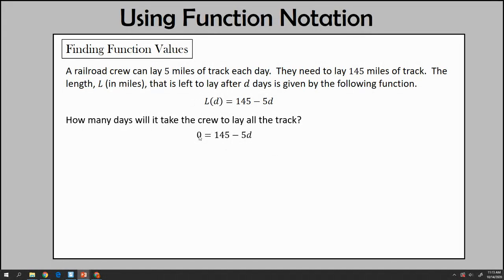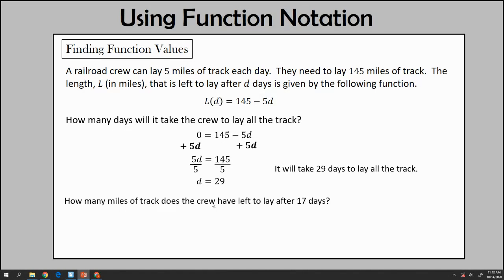So we want to solve this equation. Zero equals 145 minus 5D. When is there zero miles of track yet to be laid? So we'll add 5D. 5D equals 145. We'll divide each side by 5 and get D is 29. So it's going to take 29 days for them to lay all the track.